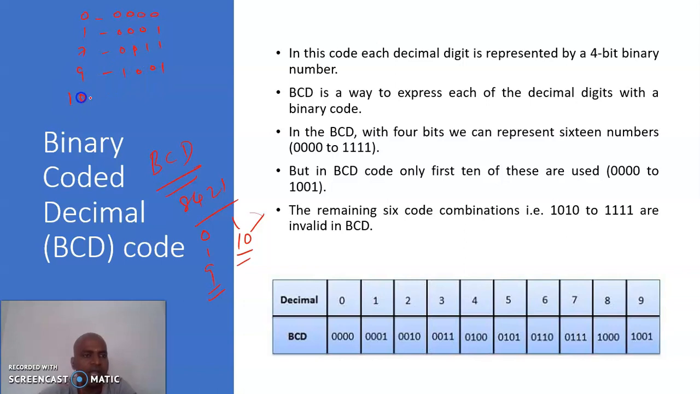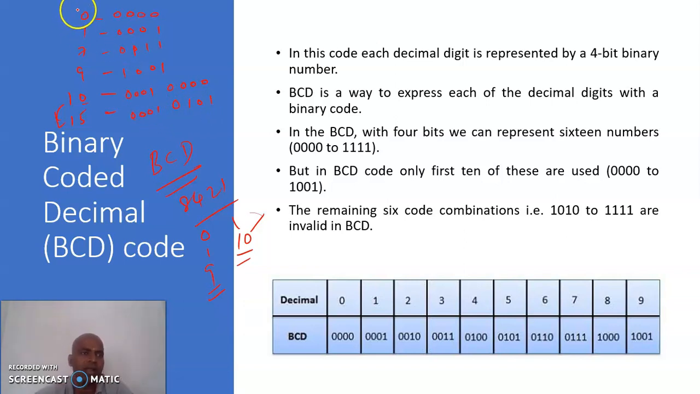Once the number crosses 9, suppose I am going to write 10 using this BCD format, then I need to write the number 1 separately, that is 0001 in 4-bit format, and for number 0 separately, 0000. Similarly, if I am writing number 15, number 1 we need to write separately, and number 5 is 0101. So this is what BCD code is.